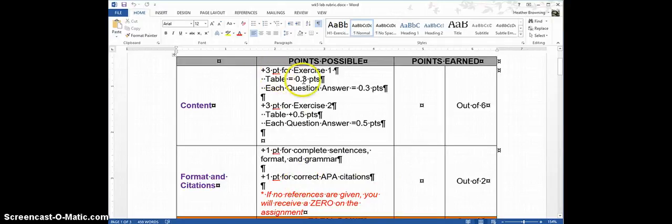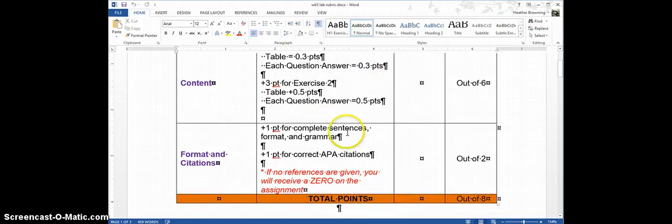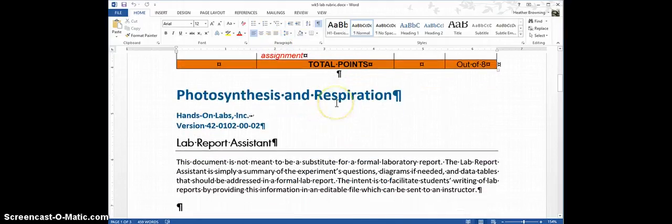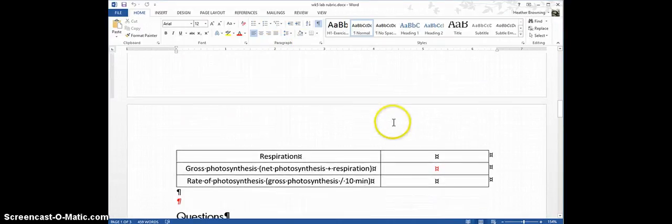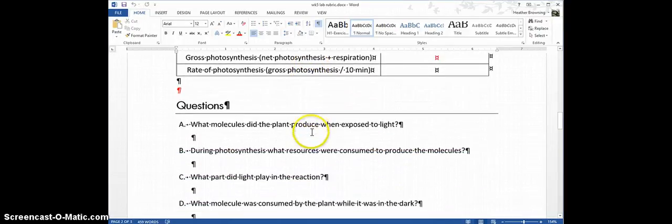For the first assignment, the table is 0.3 points. Each question answer is 0.3. The second one, the table is 0.5, and each question answer is 0.5, which lets you know this one's probably shorter. Okay, so let's scroll down, fill in the distance. Do check that manual, man. It has pictures. It's so helpful. Figure out your rates, all that fun stuff.